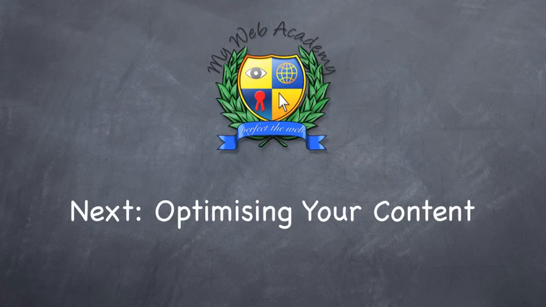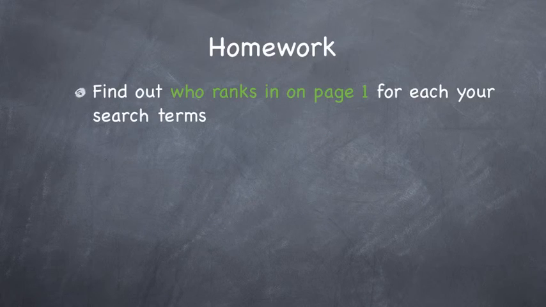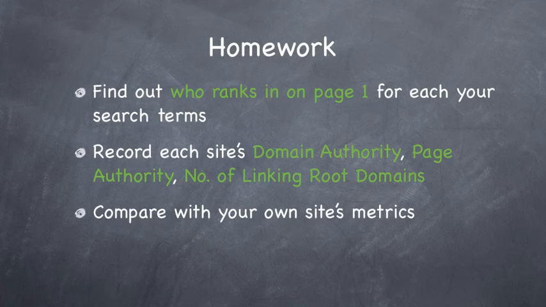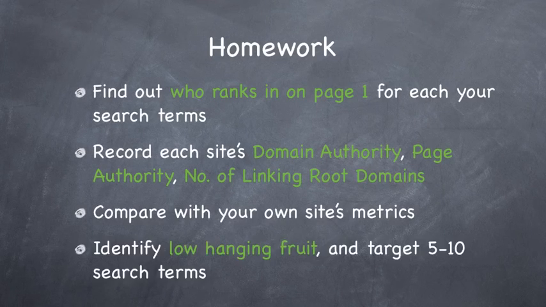In the meantime, here's some homework. First of all, find out who ranks on page 1 for each of your search terms. And secondly, record each site's domain authority, page authority and number of linking root domains into your spreadsheet. Compare with your own site's metrics and identify the low-hanging fruit and target 5 or 10 best search terms based on the research and analysis that you've done.